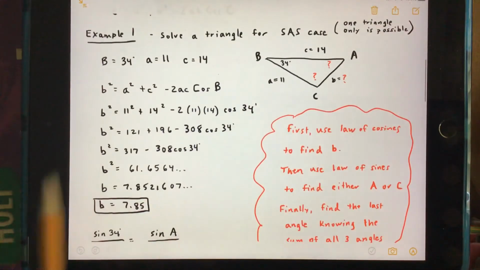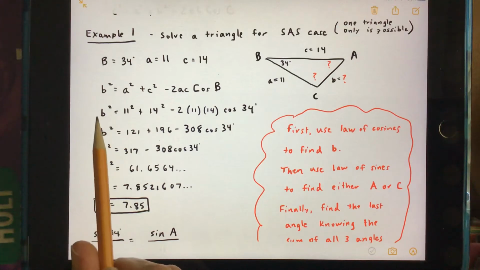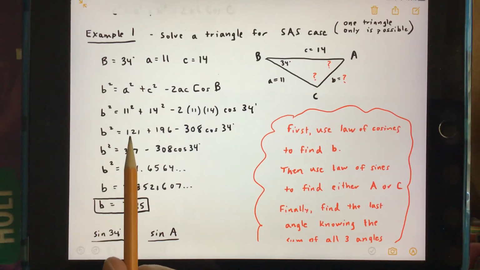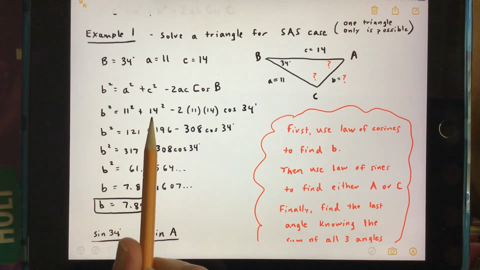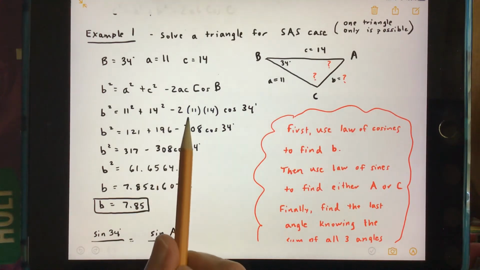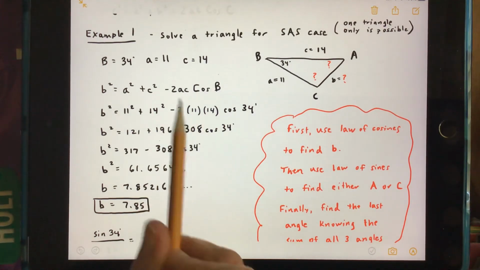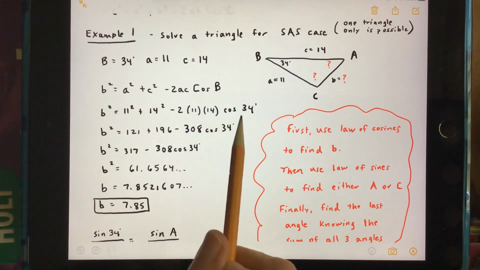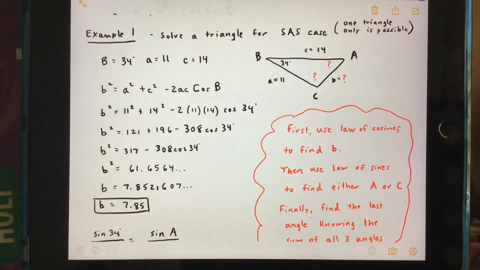Now we plug all the numbers in. We're solving for b, so we'll leave this b squared. And then our a squared is 11 squared plus 14 squared for c squared, minus 2 times a is 11, c is 14, plugging in a and c. And the cosine of B is the cosine of 34 degrees. Then we set about simplifying all of this to make it easier to put into our calculator.